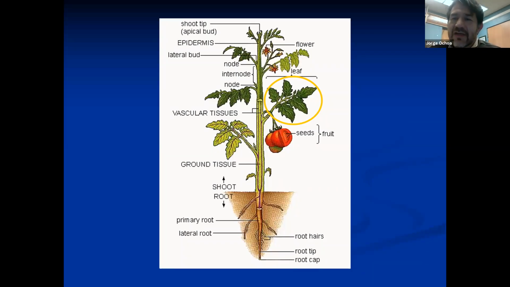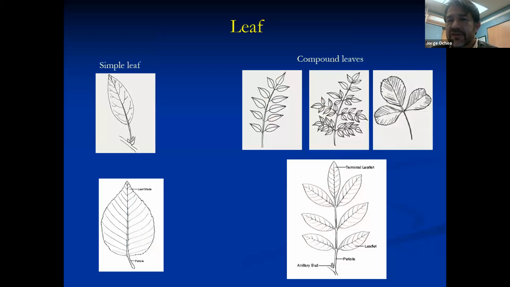And so now if we look at the leaf of the plant, the leaves are going to play a very important role. The first thing that you need to know is whether the plant has a simple or a compound leaf. Keeping in mind that this terminology may be new to some of you, you should now become familiar with it. A simple leaf is going to have two main parts. It's going to have a petiole, the tiny stem that is attaching the leaf to the plant, and then it's going to have a blade.